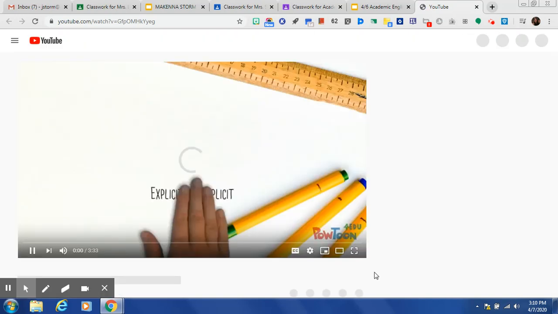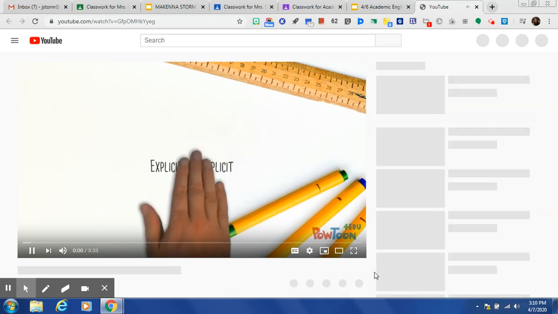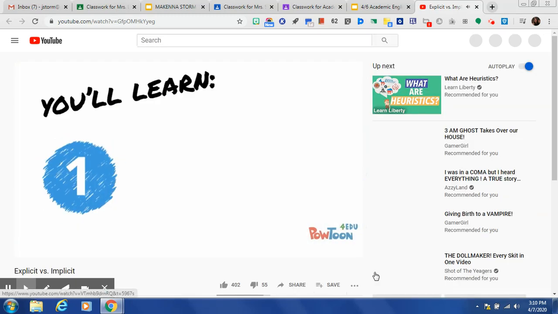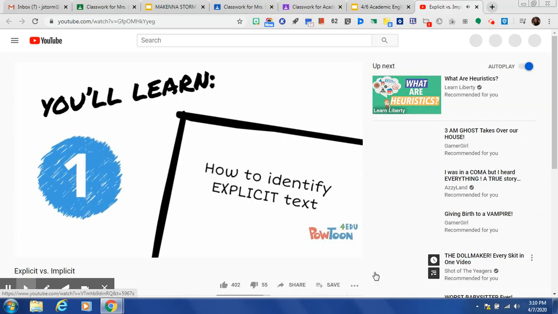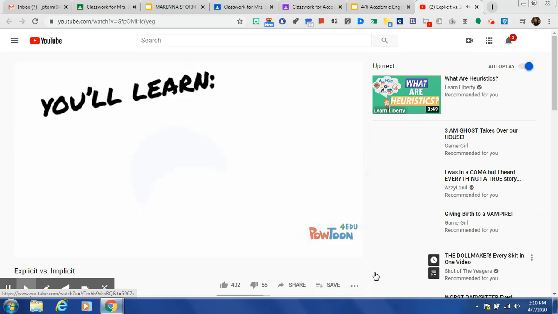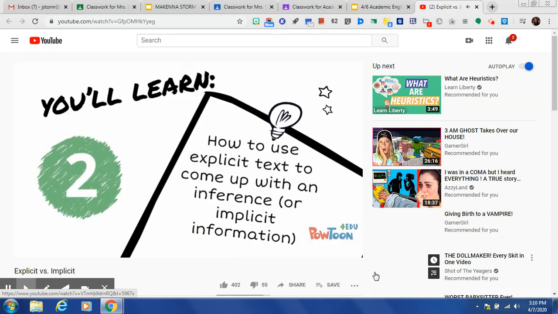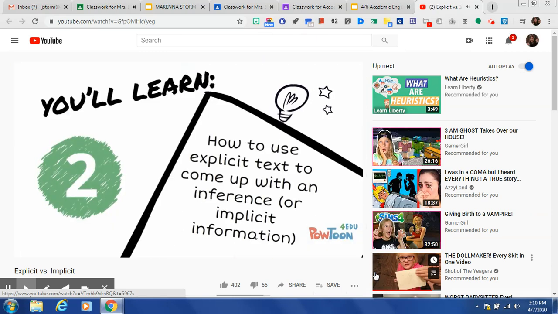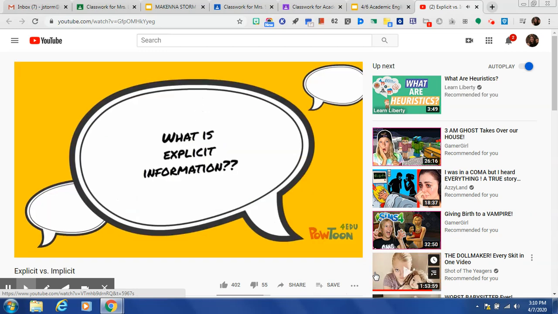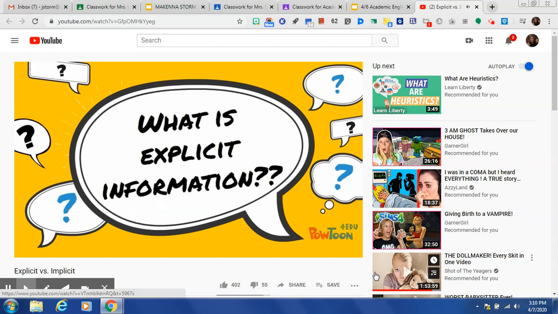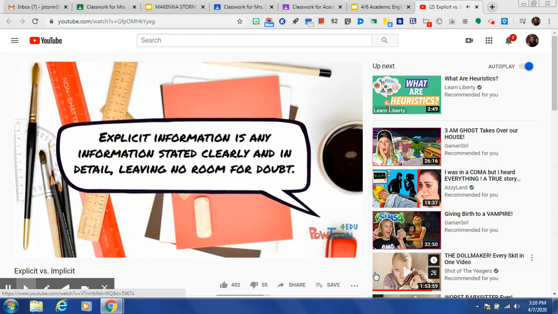So today we're going to talk about the difference between explicit and implicit information. The first thing you're going to learn is how to identify explicit text. Next, you're going to learn how to use that explicit text to come up with an inference or implicit information from the story. So what exactly is explicit information? Explicit information is going to be any information stated clearly and in detail, leaving no room for any doubt.